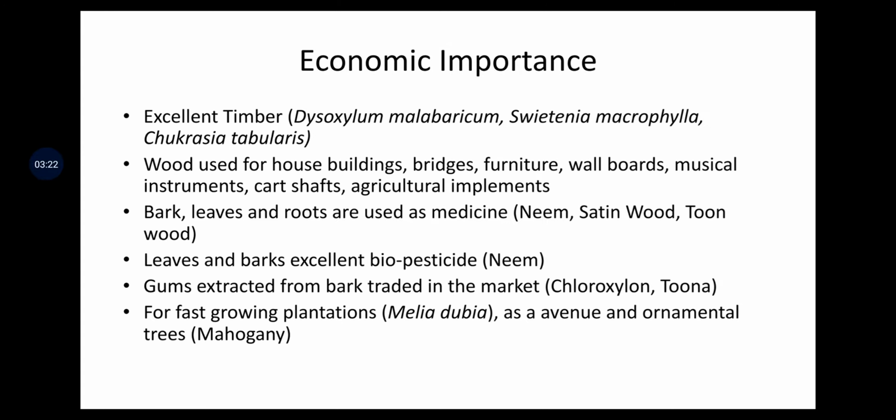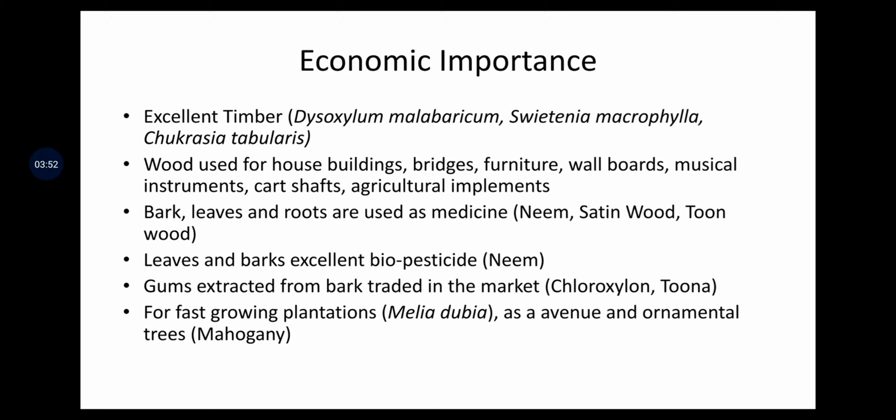that is superior. Coming to the economic importance of Meliaceae family, it's an excellent timber. Example, Dysoxylum malabaricum, Swietenia macrophylla and Chukrasia tabularis. Wood used for house buildings, bridges, furniture, wallboards, musical instruments, cart shafts, agriculture implements. Bark, leaf, and roots are used as medicine like neem, satinwood, toonwood.